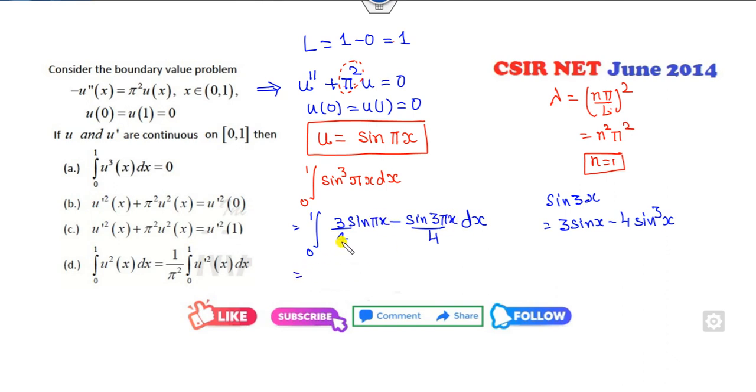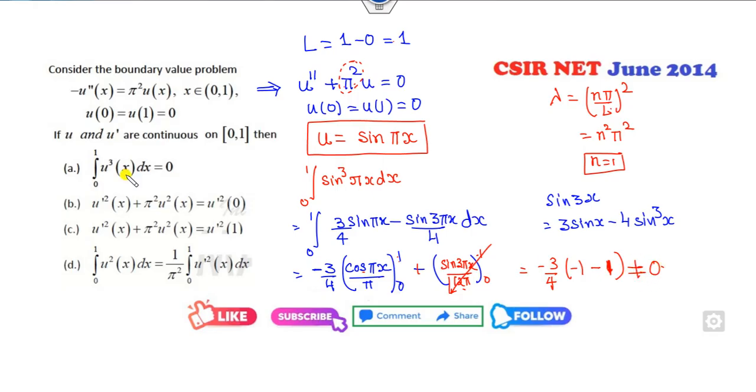Fine. Now what is the integration of this? 3 over 4 is outside. Sine integration will be minus cos pi x over pi from 0 to 1, minus of this. So clearly say when you substitute 1, it is my sine 3 pi x minus minus plus over 12 pi from 0 to 1. So this number will be 0. Fine. This number cos of pi will be minus 1 and cos of 0 is 1, so it is a non-zero, but he said 0. So that option is cancelled.